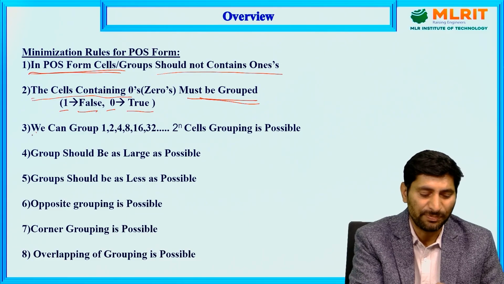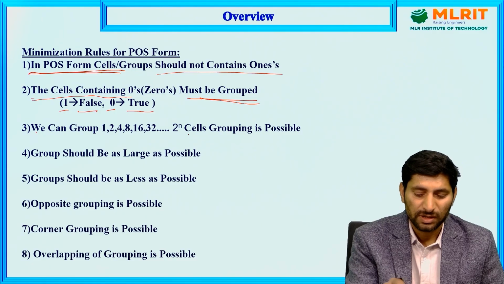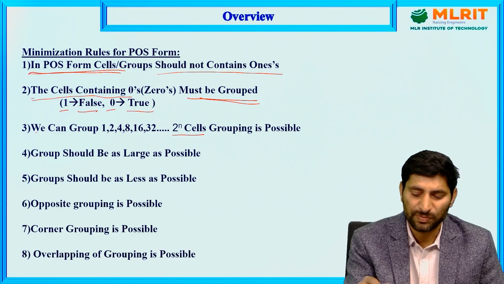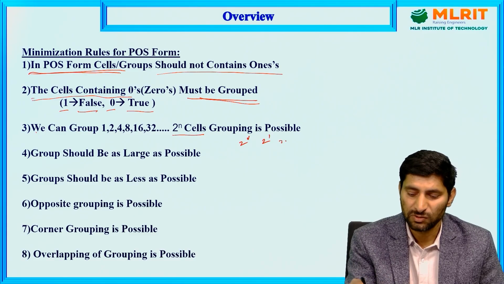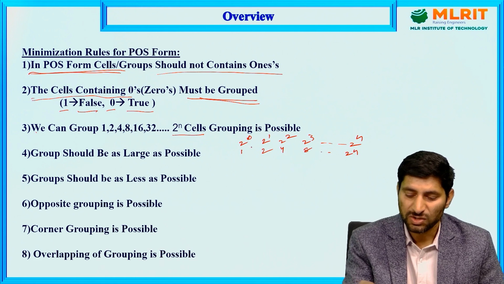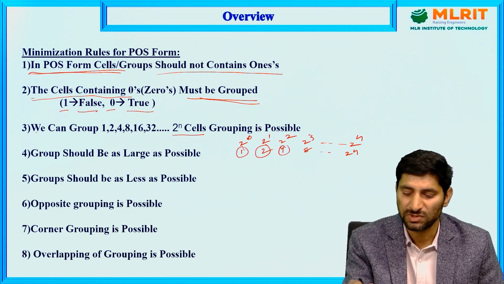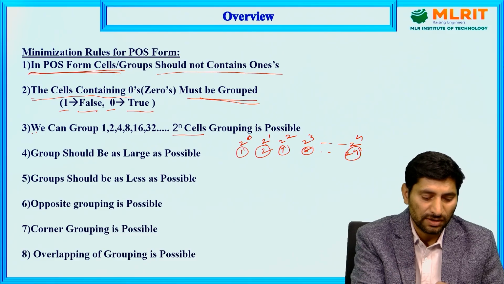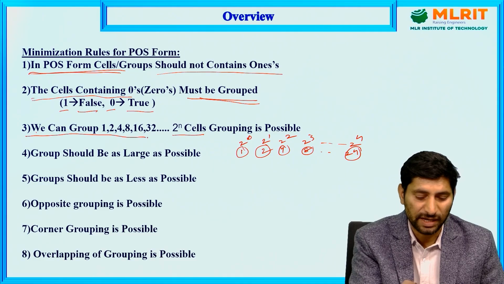As for the third point, we can group in powers of 2 power n cells. That is 2 power 0, 2 power 1, 2 power 2, 2 power 3 and so on, up to 2 power n. 2 power 0 means 1, 2 power 1 means 2, 2 power 2 means 4, 8 and so on. So we can do 1 cell grouping, 2 cell, 4 cell, 8 cell grouping and so on. That is the meaning of point 3.